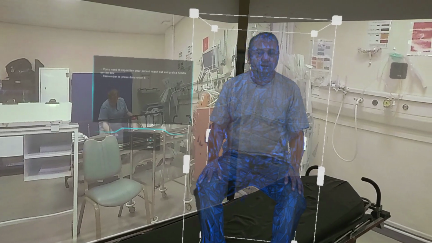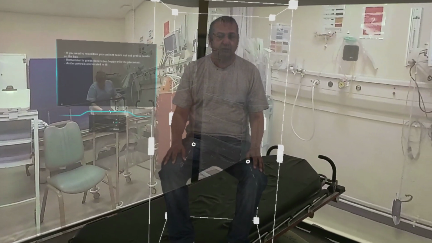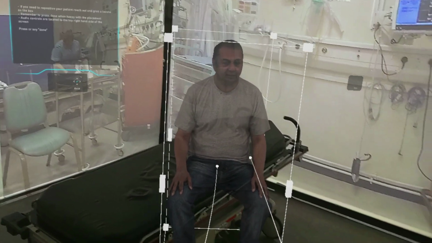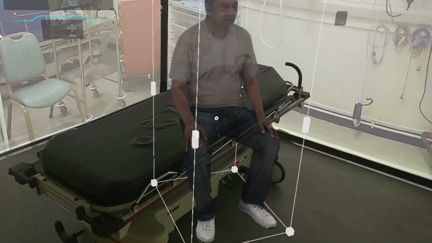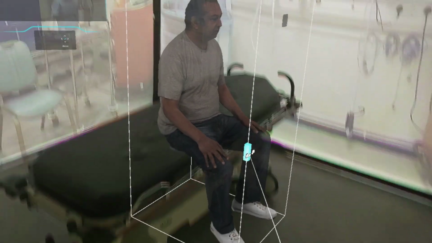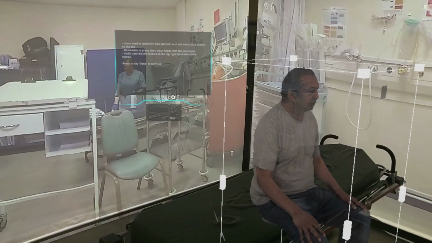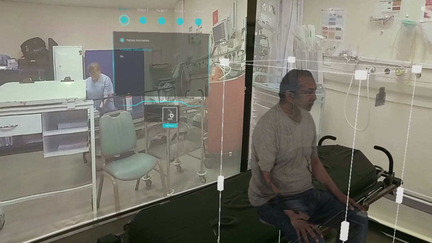If you need to reposition your patient, reach out and grab a handle on the box. Remember to press Done when you're happy with the position of your patient. You can also pause my voice or replay what I've said using the audio controls at the top right-hand side of the main screen.